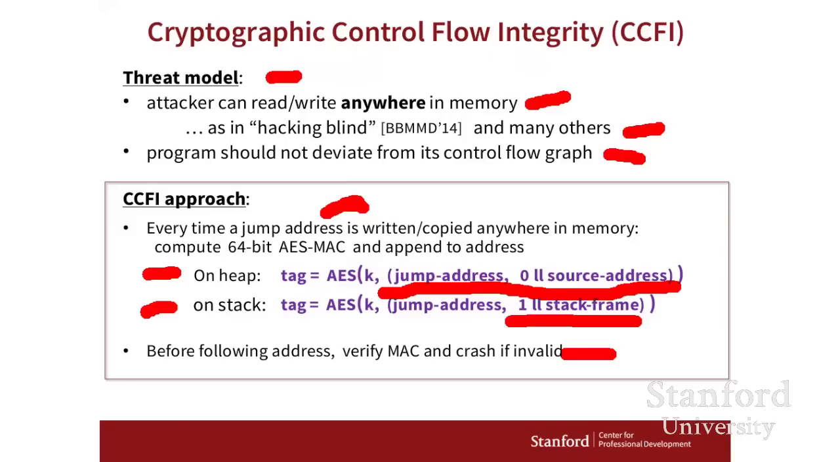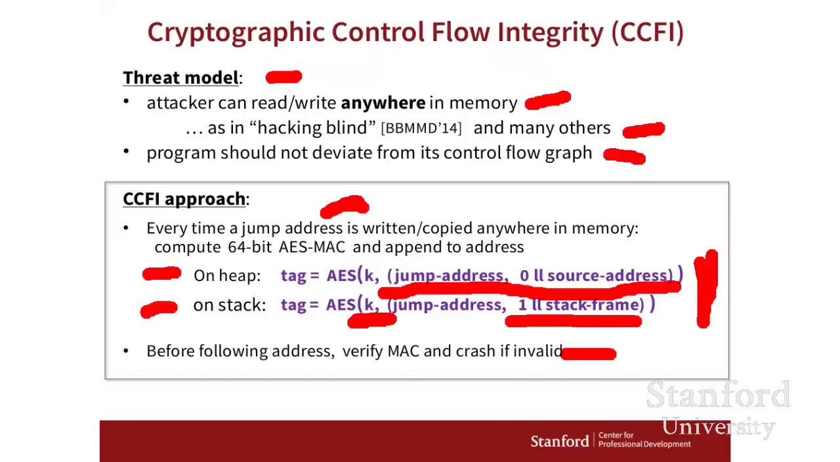Now, when you look at this, you should already be wondering: where is this key K going to be stored? I told you that the attacker can read and write any point in memory, so if we store the key K in memory, the attacker can just read it, and once he has the key K, he can forge these tags by himself and defeat the mechanism. So the question is, where do we store this key K so the attacker can't get at it?